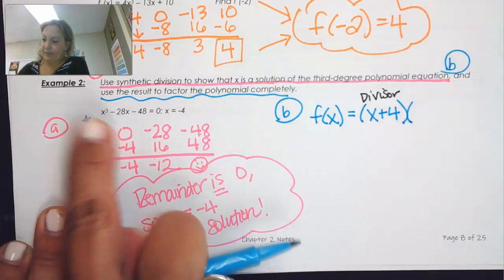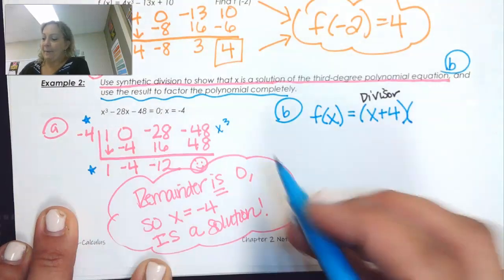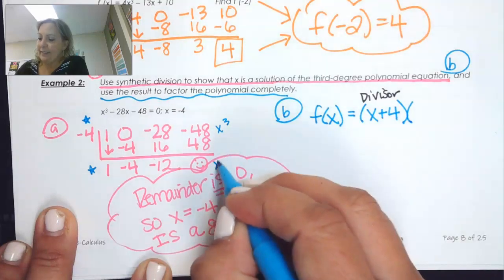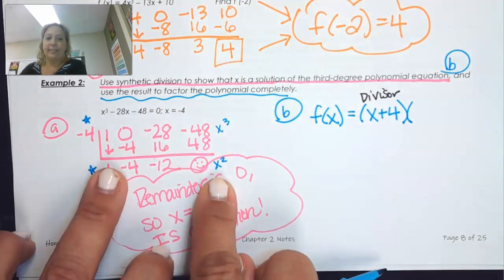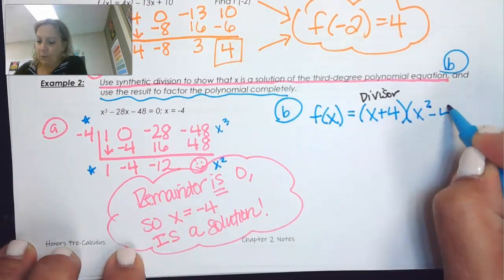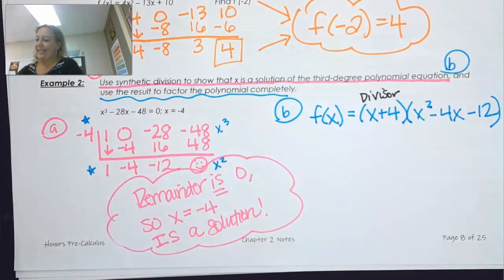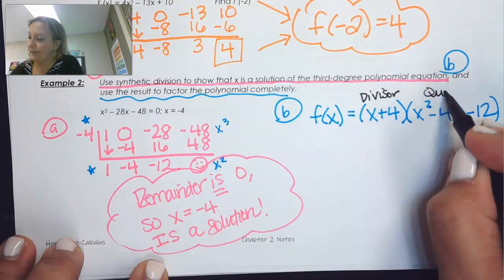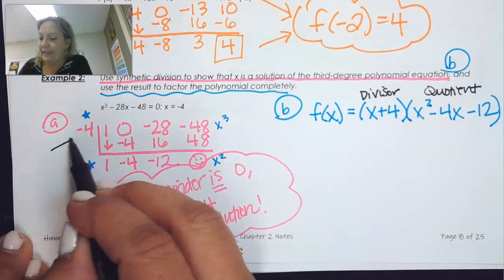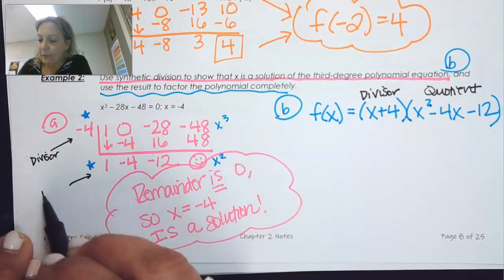X cubed was here. And because we're dividing by a linear divisor, this is going to end up being x squared. So this ends up being 1x squared minus 4x minus 12. And this was the quotient part. I don't know if you need to make a note here that this part helped us with the divisor and this part helped us with the quotient.